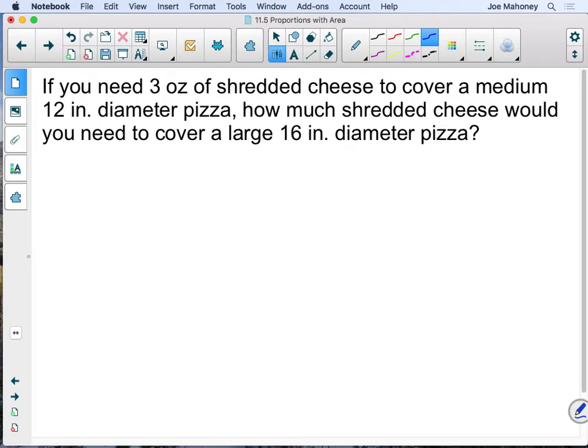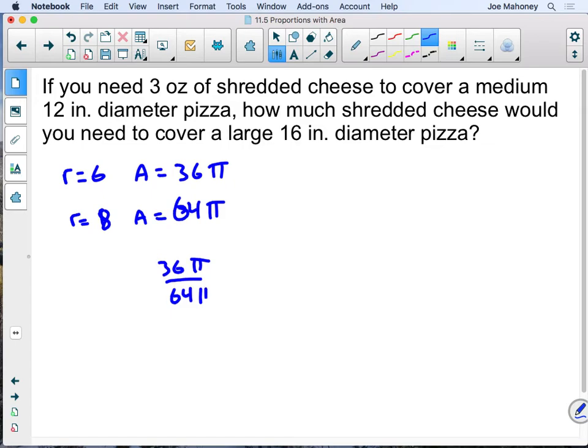Let's think about it. So I know that my diameter is 12 for the smaller one. So let's figure out how big the area would be. My radius is 6 for the smaller one, so the area would be 6 squared, 36 pi. And when my radius is 8, my area is 64 pi. So the ratio of my areas is 36 pi to 64 pi. Now that reduces, cancel the pi out, 36 to 64. So that's my area ratio, which means if I take the square root of that, the side ratio is going to be a 6 to 8 ratio.